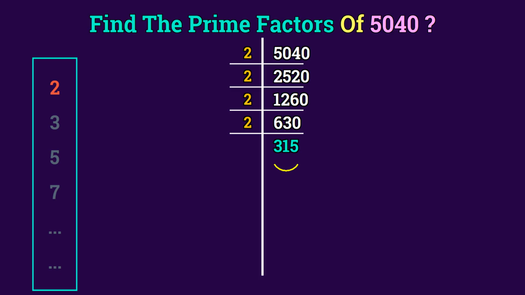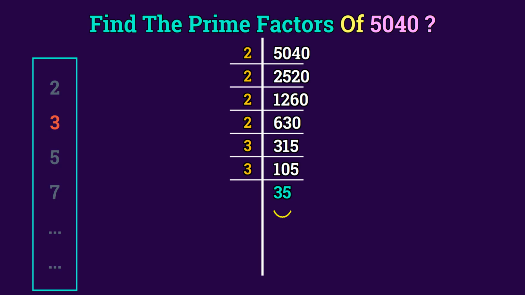Dividing 315 by 3, which equals 105. So 315 divided by 3 equals 105. Dividing 105 by 3, which equals 35. So 105 divided by 3 equals 35. Dividing 35 by 3, the result is not an integer. Since the result is not an integer, we will try to divide by the next number.